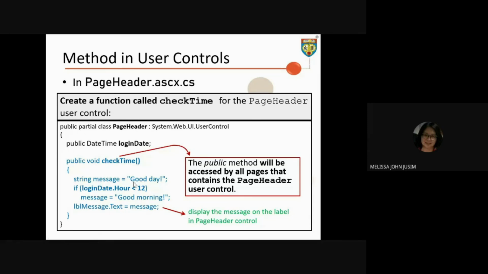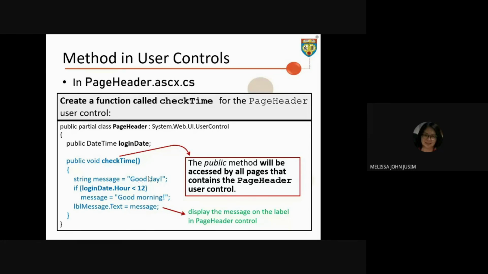If the login date dot hour, notice that we have login date, we need to declare a public variable login date with the data type date time. If it's less than 12, you set the message to good morning, and then you set the message to the label text. So what does it mean? The public method will be accessed by all pages that contain the page header user control. This shows us one of the advantages of using user control: reusability.